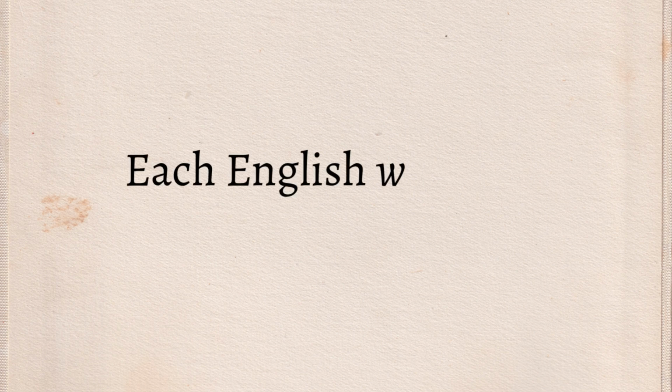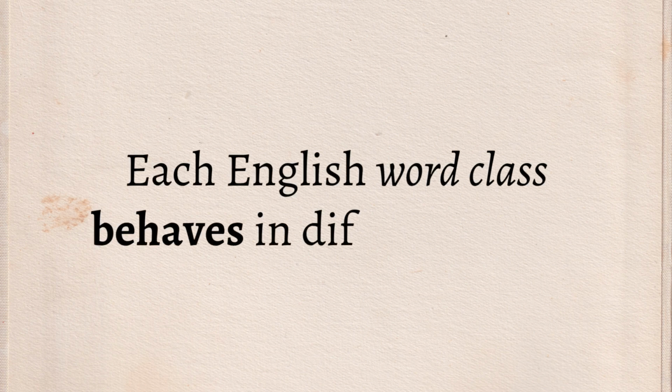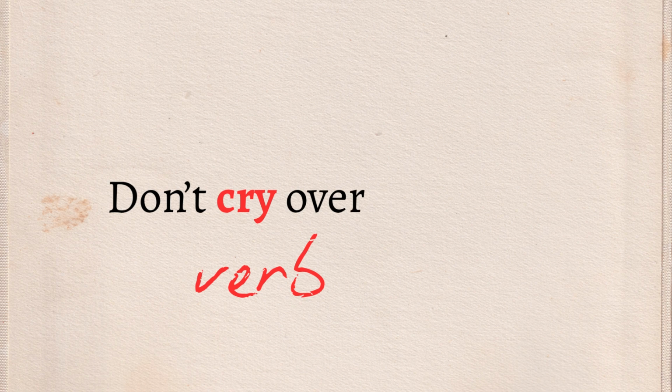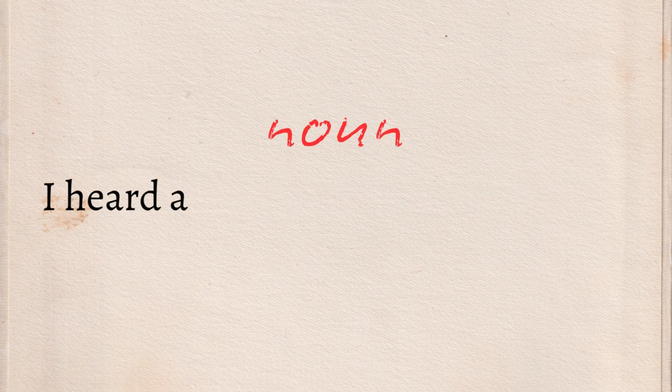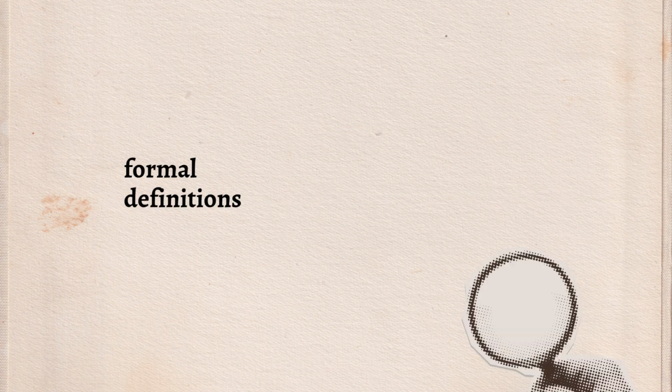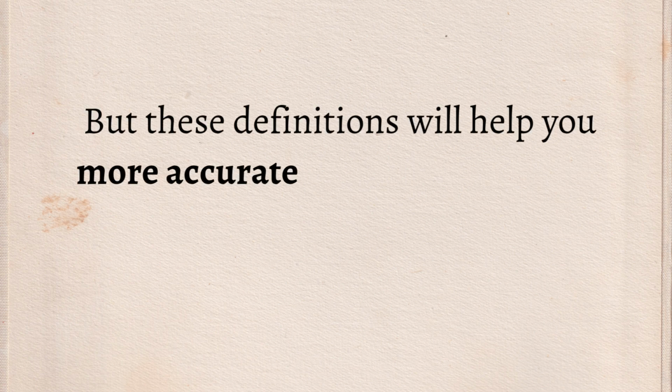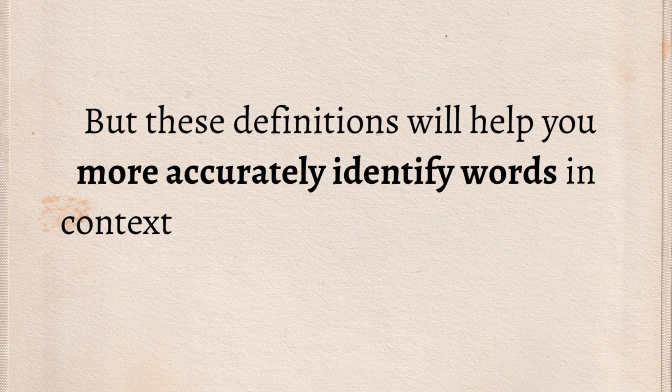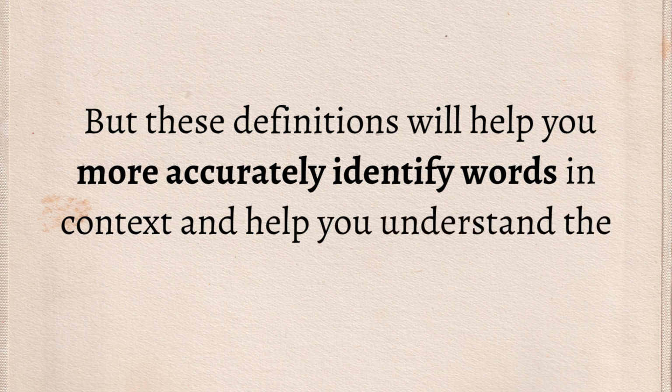Each English word class behaves in different ways, and it's this knowledge that helps us understand why cry is a verb in a sentence like, "Don't cry over spilt milk," but a noun in a sentence like, "I heard a loud cry from the kitchen." Looking at words through a formal lens does take time and patience, but these definitions will help you more accurately identify words in context and help you understand the way writers build sentences.